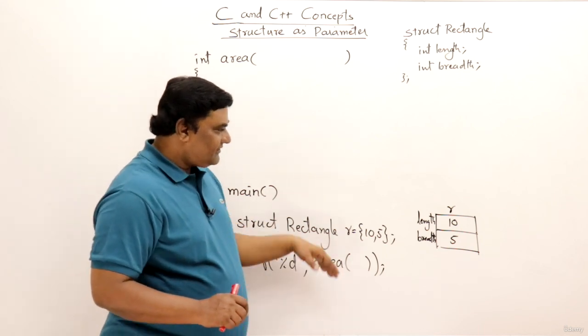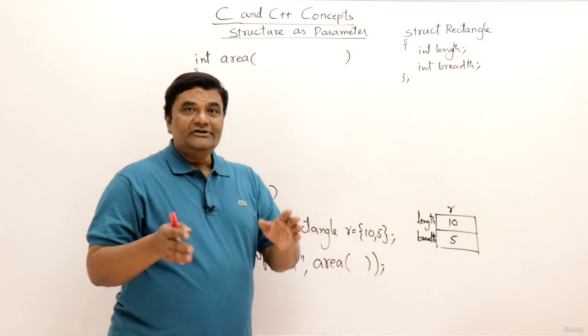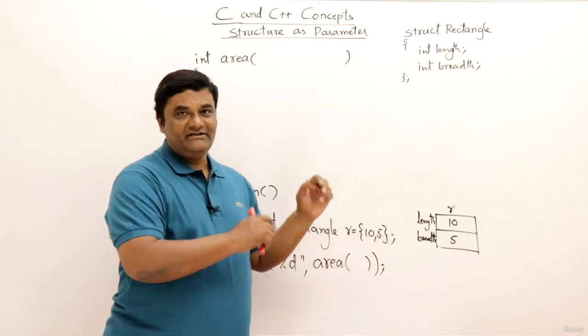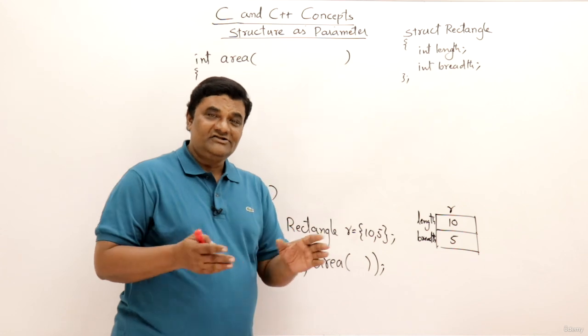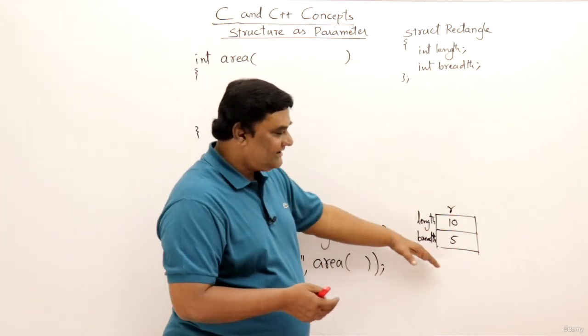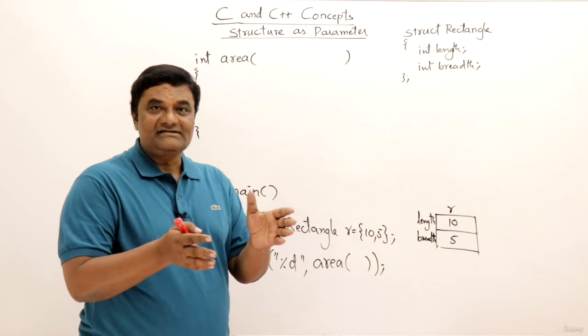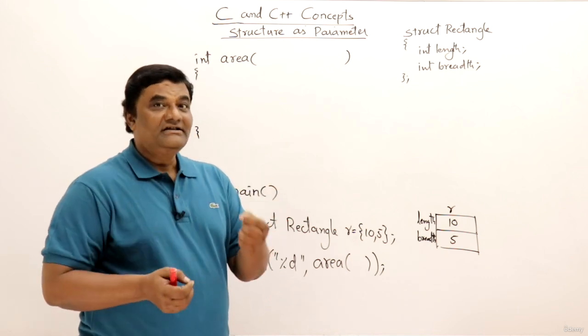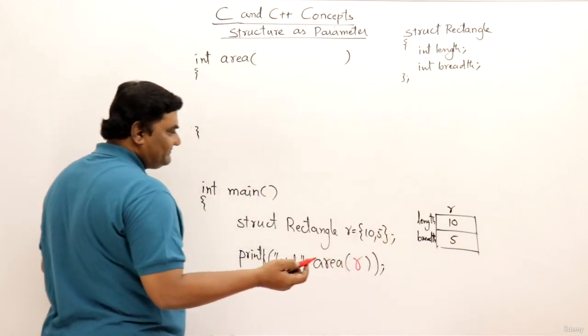Now what should I pass from here? Shall I pass length separate, breadth separate? No need. You can send the structure itself. Yes, that is the benefit of structure. You can send the structure itself and the structure is carrying length and breadth. So both will be passed as parameter. So it will be passed as a single variable, single data member. So write R here. So structure is passed as parameter.